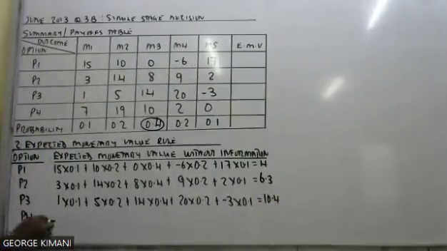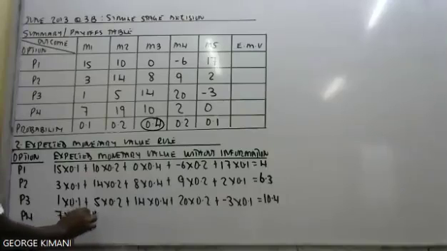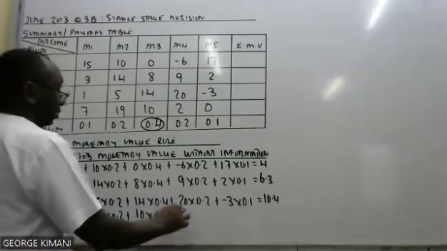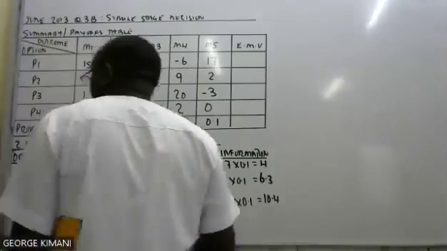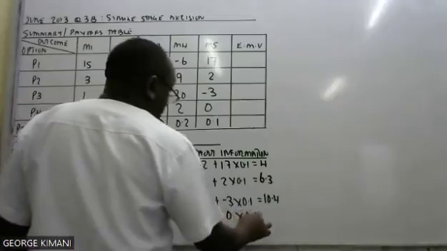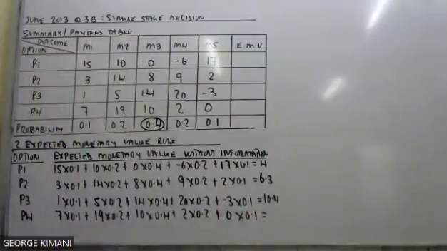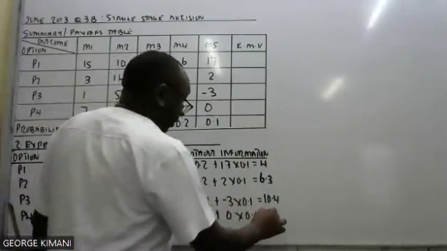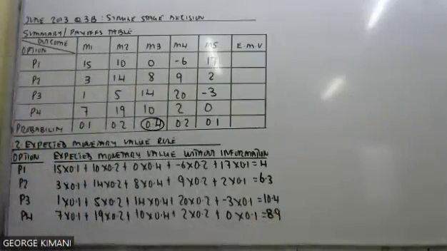Then P4, it is 7 multiplied by 0.1 plus 19 multiplied by 0.2 plus 10 multiplied by 0.4 plus 2 multiplied by 0.2 plus 0 times 0.1. What is the answer? 8.9. So 8.9 is what you have gotten.